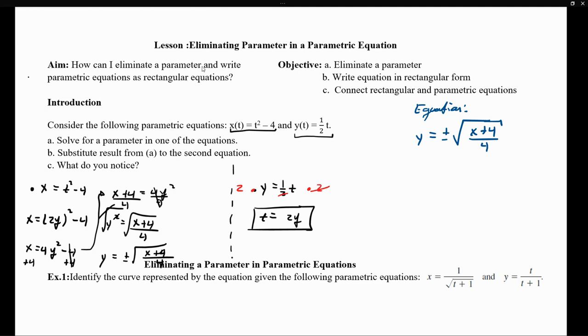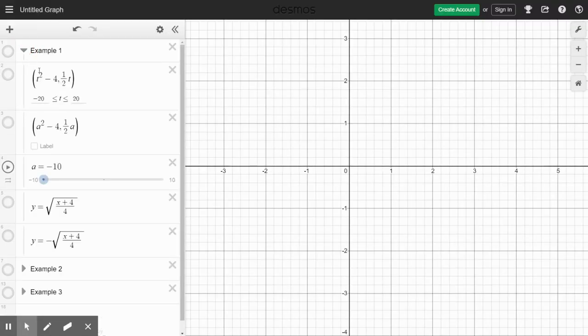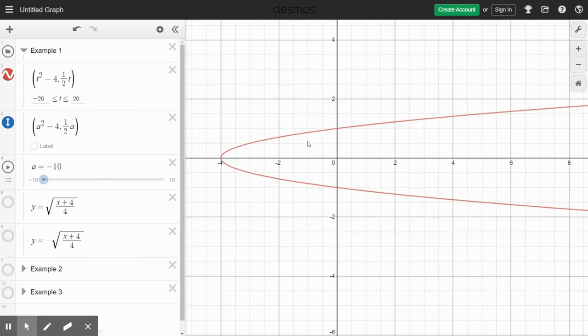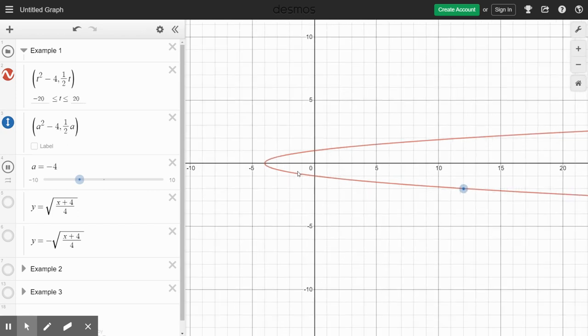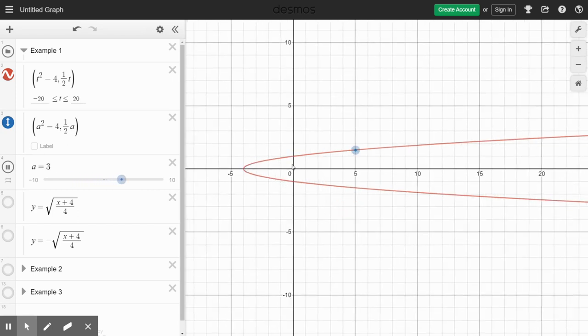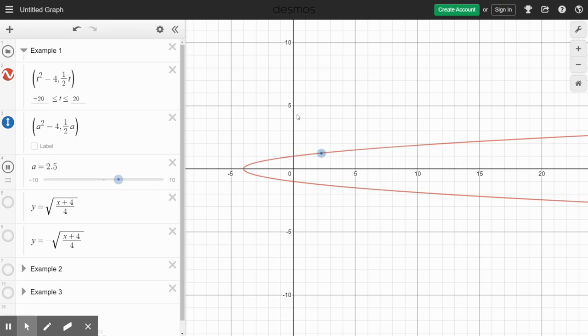But now the benefit is that here we don't have the parameter. Here is a single equation that represents the actual path of the curve, where before the path was split into two different equations, one for x and one for y. Let's make sure that we're talking about the same function. In our example 1, here we have our parametric equation, the one that was given to us initially: x is t squared minus 4, and y is 1/2 of t. That's exactly what we have here.